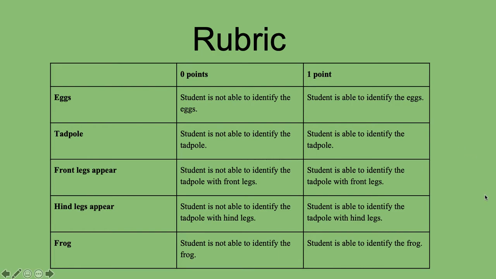Finally, for the assessment, students will be identifying eggs, tadpoles, froglets, and frogs. The students will be able to identify or not identify this, which will be graded on a checklist rubric.